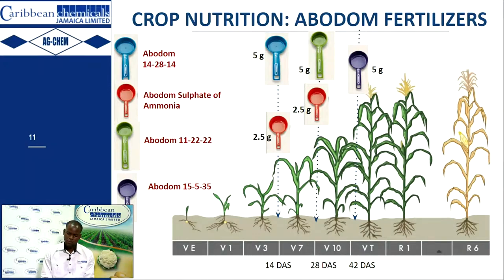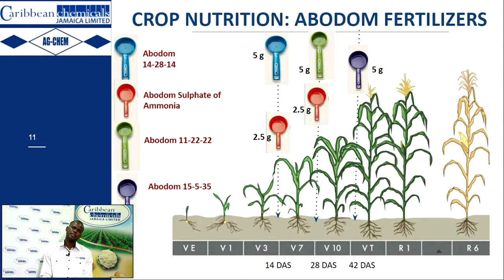With our Abadam fertilizer, we suggest that at the 14-day period, after transplant or after direct seeding, you come with 5 grams of your Abadam 14-28-14 and 2.5 grams of your Abadam sulfate of ammonia. If you're calculating for an acre, that 5 grams would work out to about 200 pounds of fertilizer per acre. So 200 pounds of 14-28-14 with about 100 pounds of sulfate of ammonia.